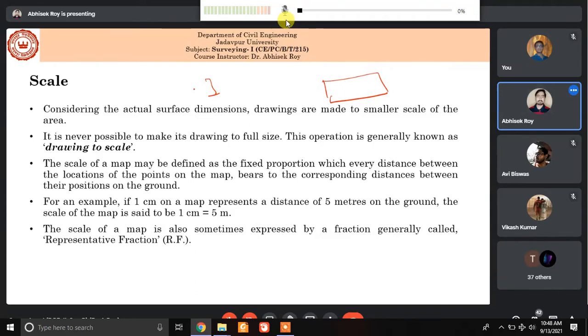That means 1 kilometer length in the field, you will represent in a drawing by, say, 1 centimeter. So you are basically adopting a scale. A large length is represented in your drawing by a smaller length. That's why we have to adopt a certain kind of scale.